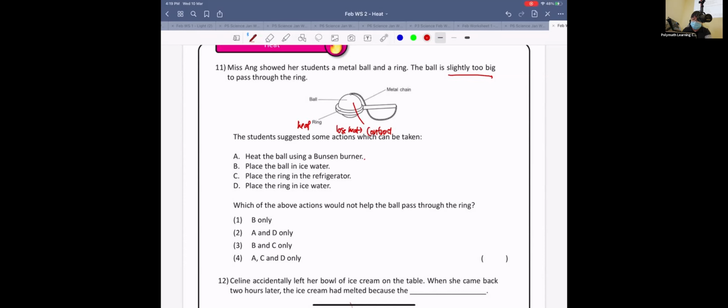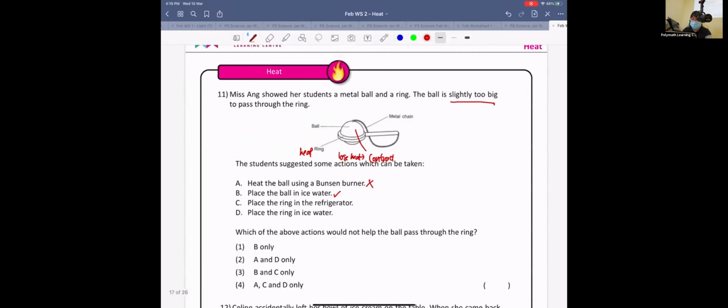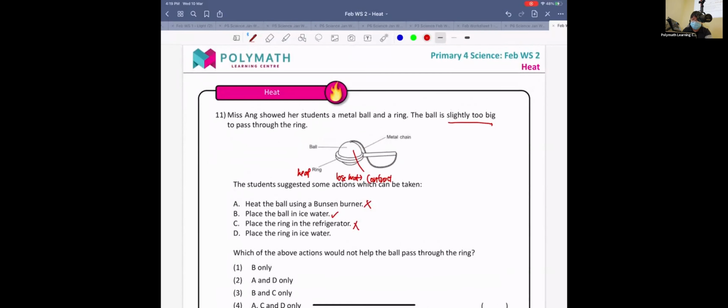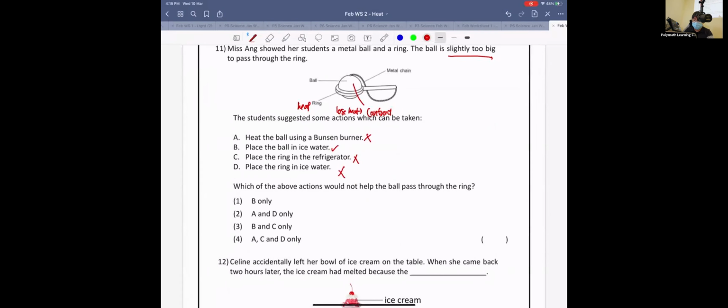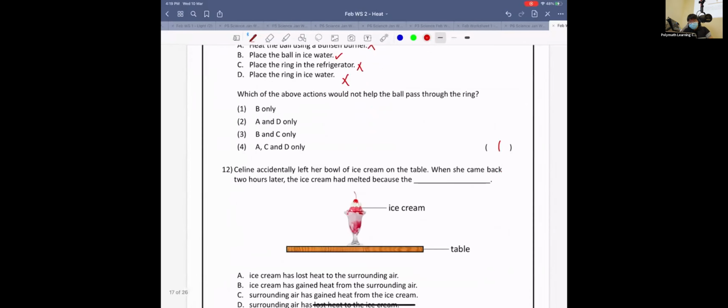Heat the ball using a Bunsen burner? No. Place the ball in ice water? True. Place the ring in the refrigerator? That will be even smaller. Place the ring in ice water? No. Answer is 1. Okay, good.